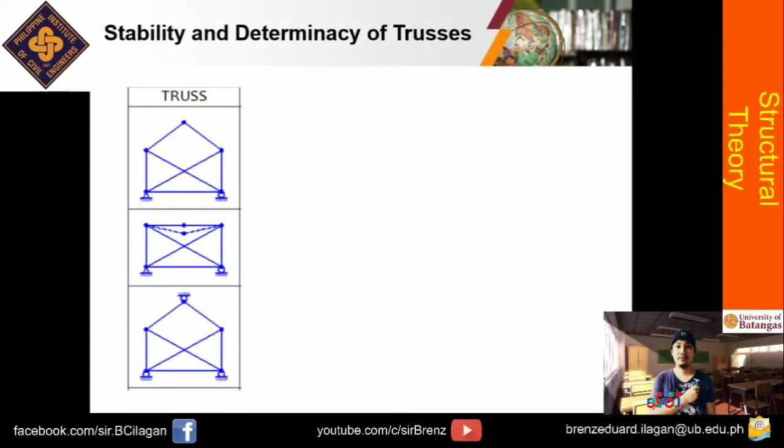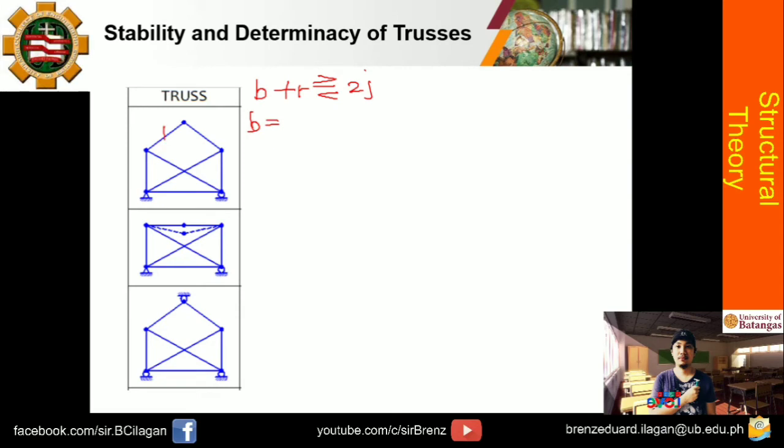Okay, so we have here additional problems for this truss problems. So simulan natin, guys. So for this first example, again, apply lang natin yung formula or your equation. So again, the equation is b plus r is greater than, equal, or less than 2j. So let's count first the number of members. So sabay-sabay tayo. 1, 2, 3, 4, 5, 6, 7. So we have 7 members and the number of reactions.